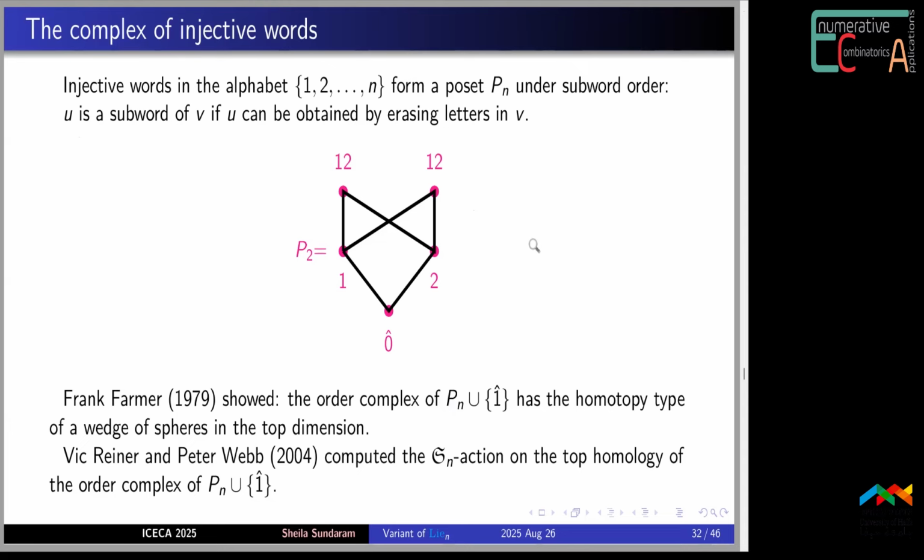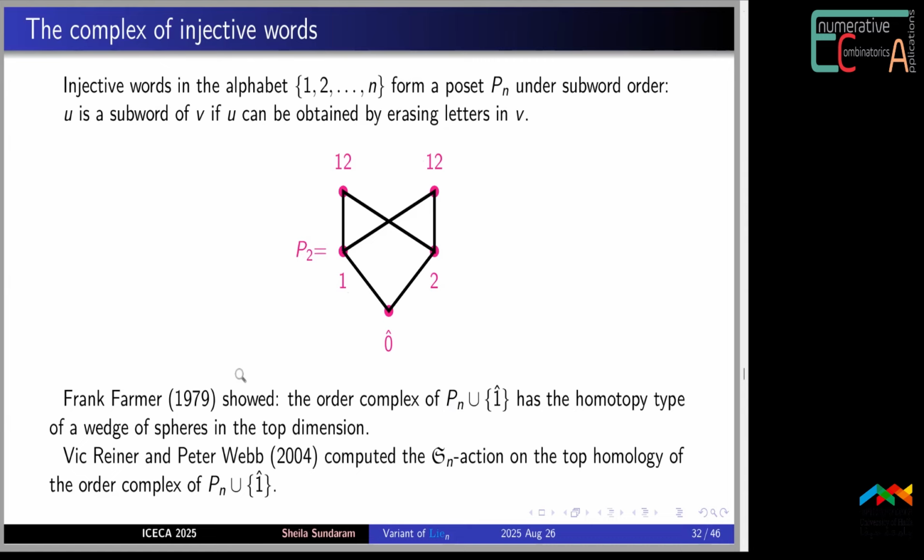I only drew P2 because I have a lot of trouble with TikZ. Sometimes it can get to be quite a nightmare. But here's P2. The words of length 2 are 1, 2, and oops, I don't know how many times I looked at this and missed it. This should be 2, 1. Yikes. And then the words in one letter are 1 and 2. Right? Okay.